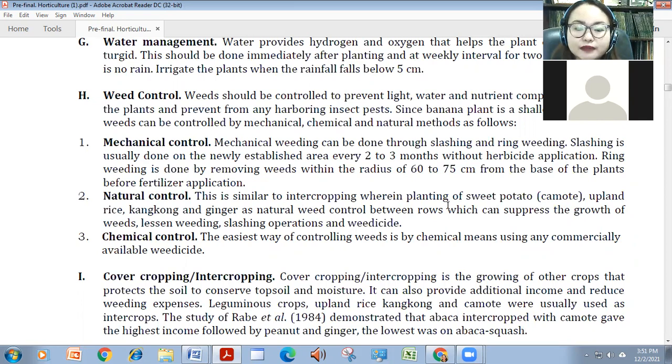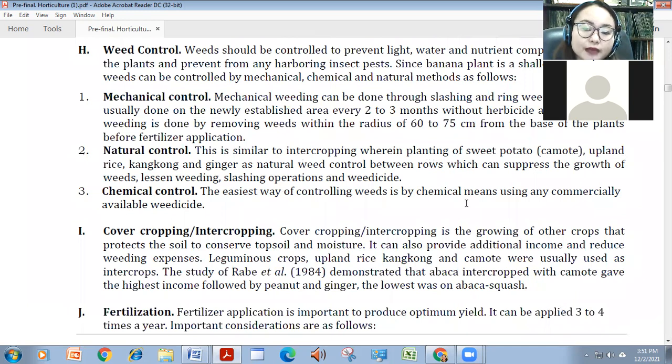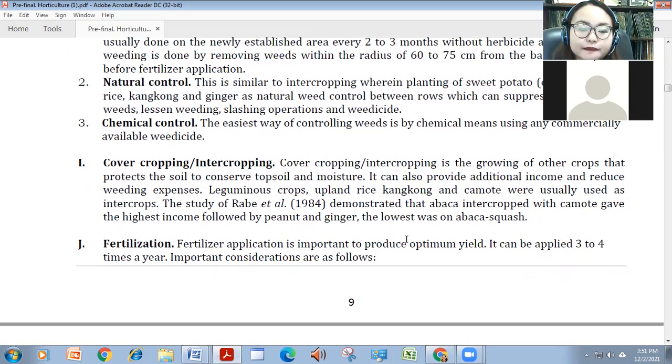So pag natural control naman, pwede ka mag-intercrop habang maliliit pa, na mga sweet potato, upland rice, kangkong, and so on. Yung mga pwede sa shady plant, mga shade-loving plants. So for chemical control naman, yung weedicide or herbicide. And you can have cover crop or intercropping as well with a banana, if you choose to have intercropping with leguminous crops, upland rice or kangkong and kamote. And also abaca. Intercrop with kamote and peanut and ginger, or abaca squash, example.